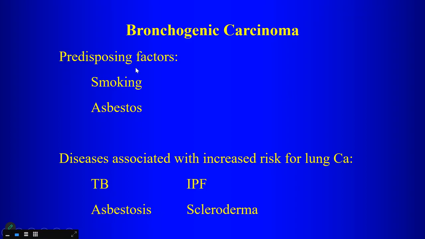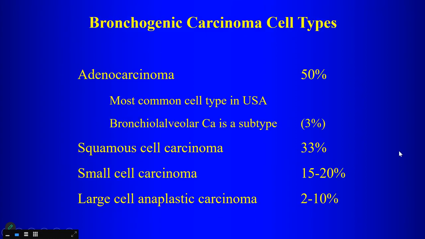So bronchogenic cancer, of course, smoking, asbestos, but any disease that causes extensive fibrosis in the lung can also increase the risk for lung cancer. TB, asbestosis, idiopathic pulmonary fibrosis, scleroderma, any fibrotic lung disease does increase the risk for lung cancer.